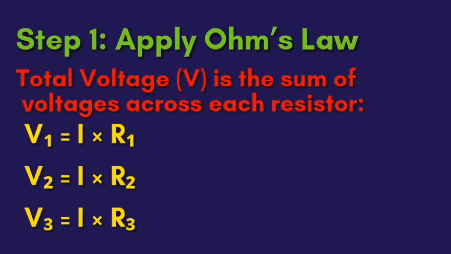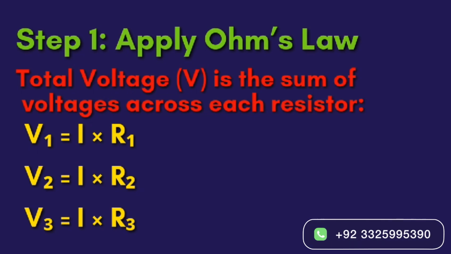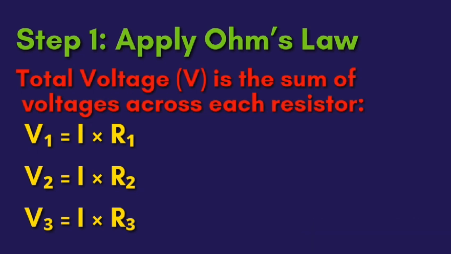Step 1 is we will apply Ohm's law to calculate the total voltage. Total voltage is the sum of voltages across each resistor. So as we know V is equal to IR according to Ohm's law, we will define V1 as the product of I and R1, V2 as the product of I and R2, V3 as the product of I and R3.